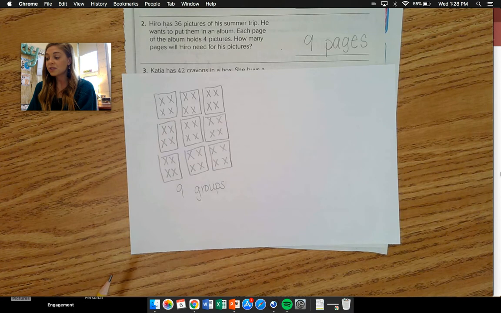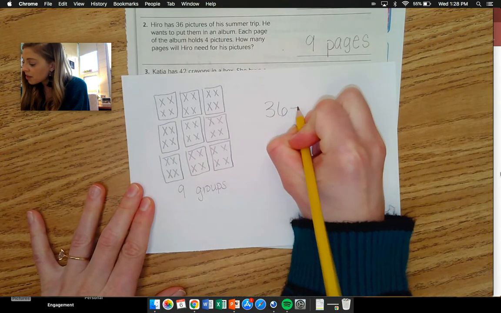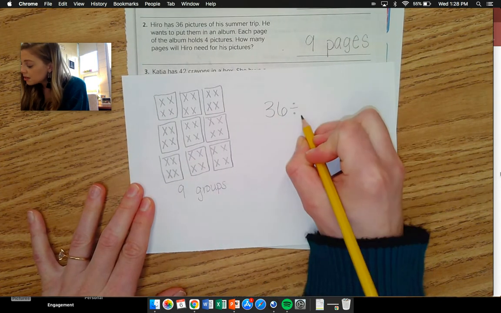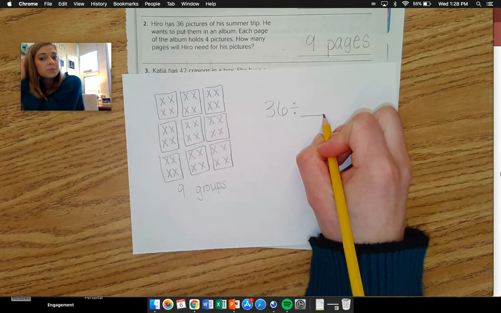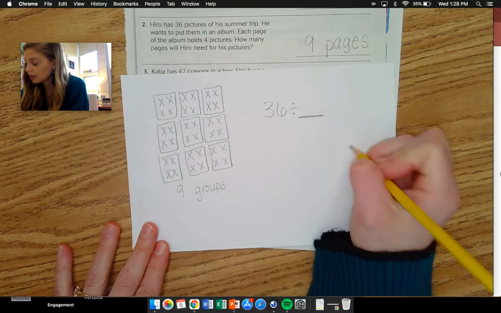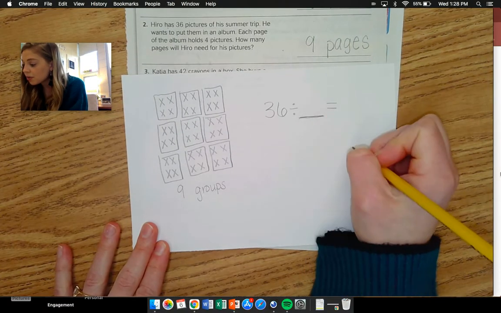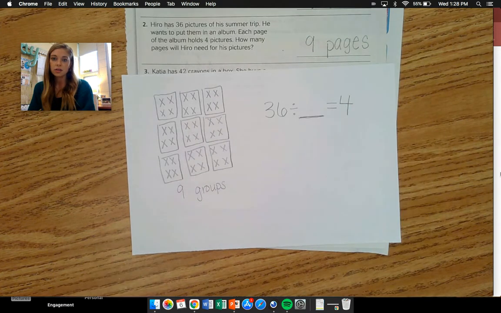It says we have 36 pictures in all. The biggest number always goes in front of a division problem. 36 pictures that we are putting onto a certain number of pages, right? A certain number of groups. We didn't know how many pages, so I'm leaving that number blank. But we know that there were 4 pictures on each page. So there's 4 X's in each group.